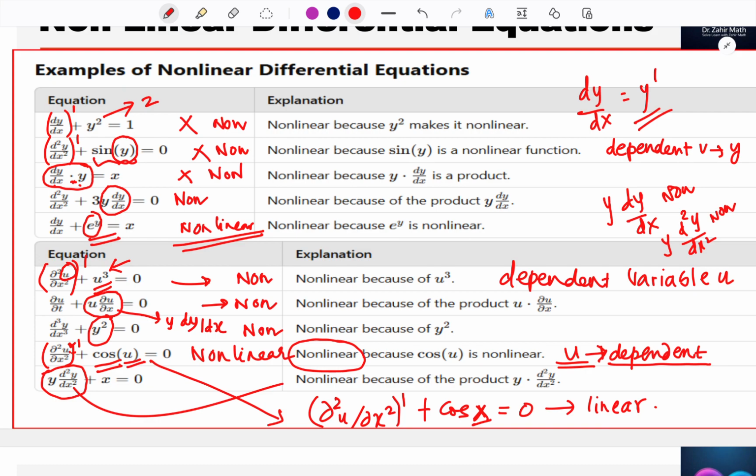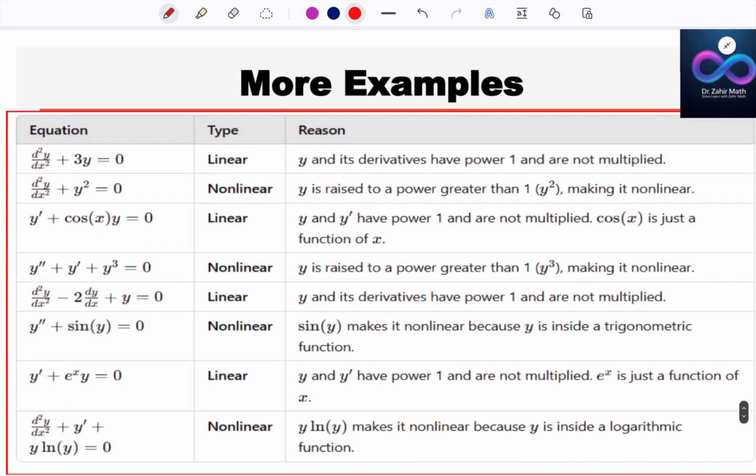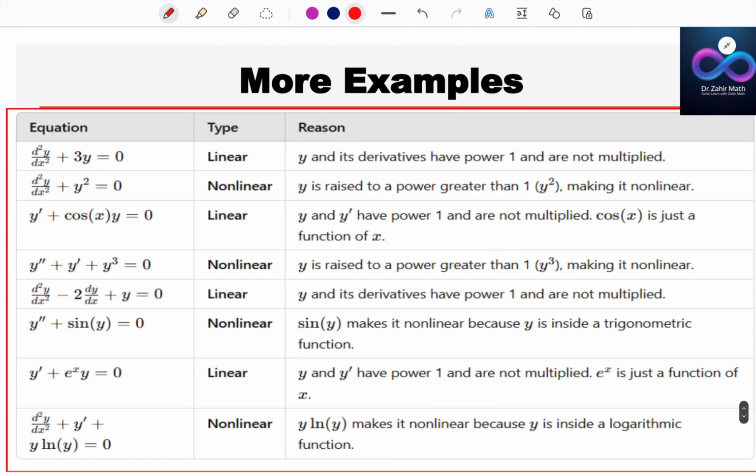Non-linear differential equations, yes. Now I have given some examples with a mix of linear and non-linear. Look here. What is the power of this differential? 1. What is the power of this y? 1. So it is linear. And what is the power of this differential coefficient? 1. And what is the power of y? 2. If it is more than 1, it is going to become non-linear.